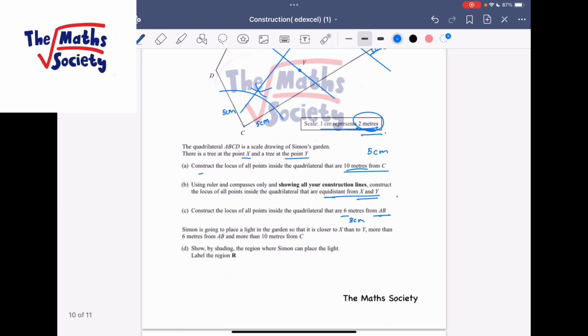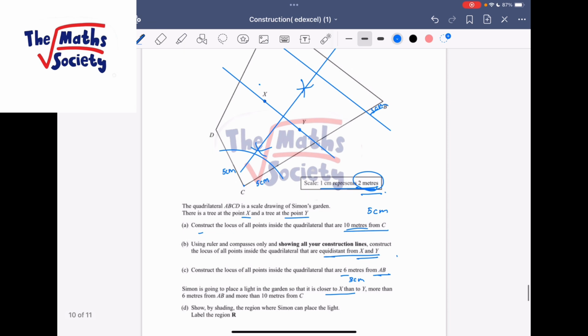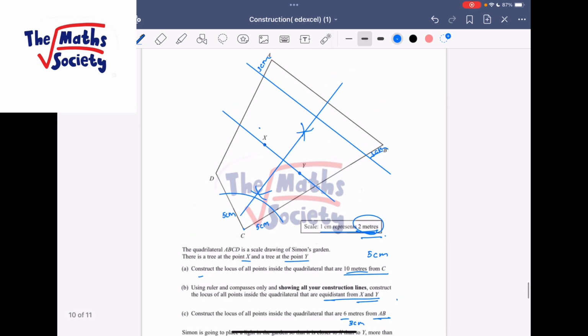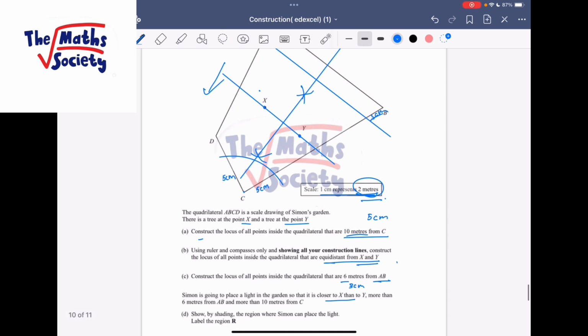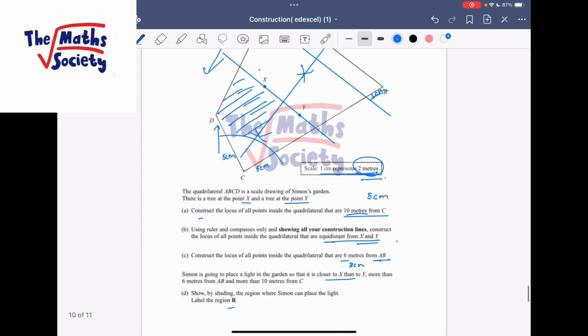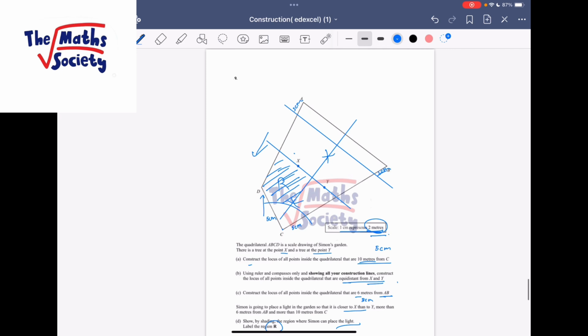And they said that Simon is going to place a light in the garden that is closer to X than to Y, more than 6 meters from AB, which is basically going to be this way, and more than 10 from C, so basically to be this way. So it is talking about this part, the part that they're going to place the light in. It says show by shading the region, and label the region R. Just label it R as it is.